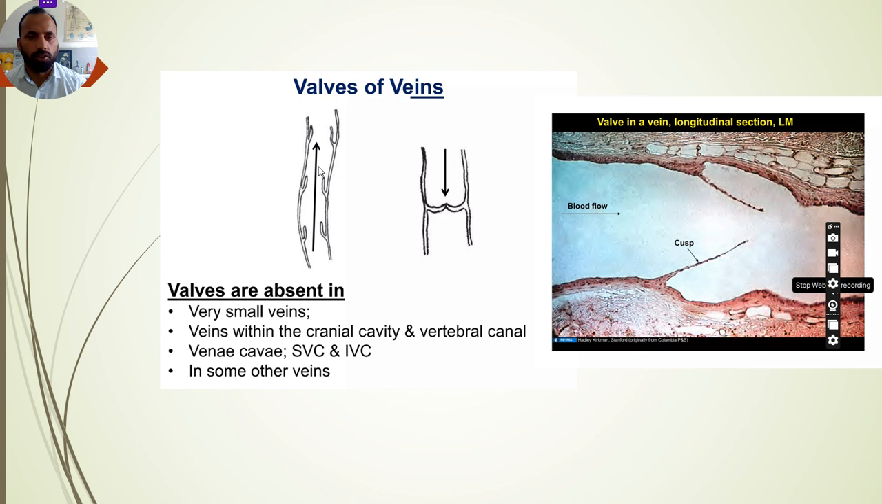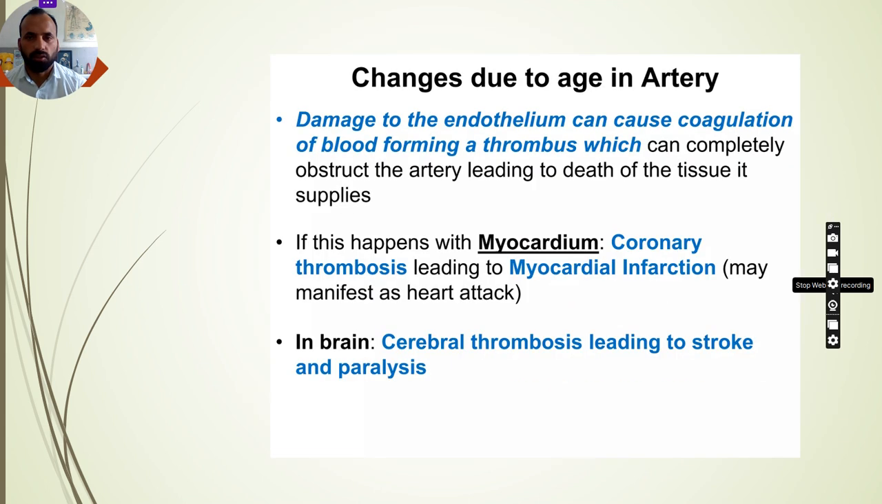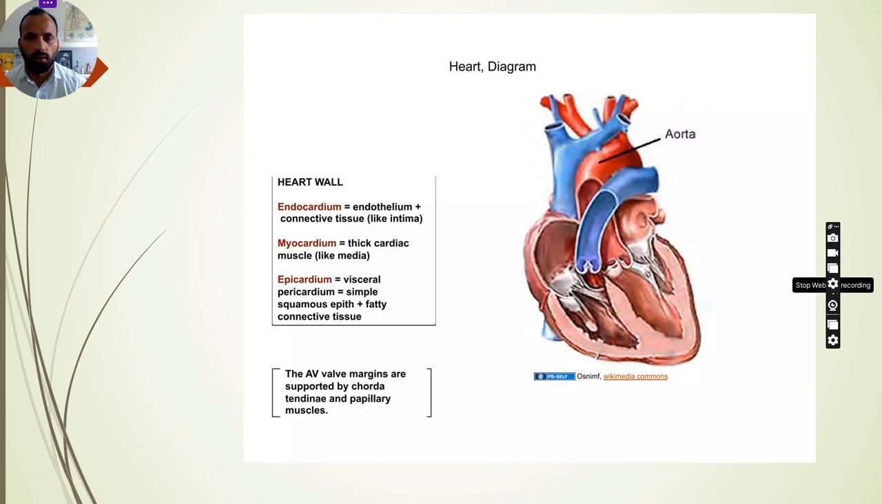This is a diagrammatic representation of the valves in the vein. You can see here, when they close here, the backward flow of the blood is prevented. Again here, we have the cusp type of valves. These are the changes that happen to the different types of vessels due to age. You can consult any book, or there are many sources where you can see the changes in the arteries.